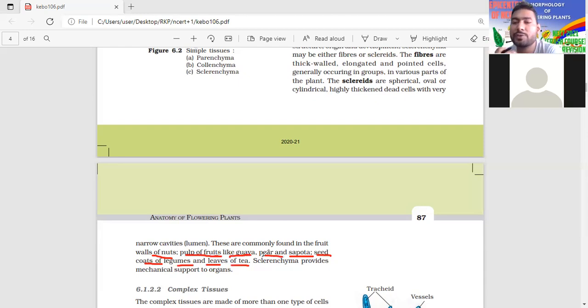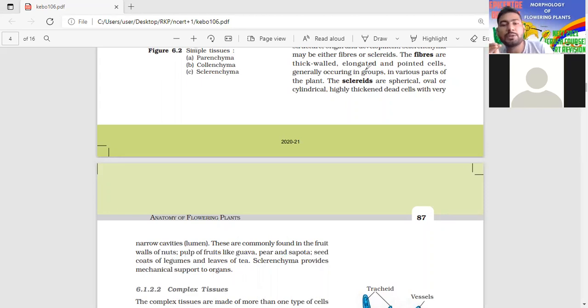Seed coat means the outer covering, the testa and tegmen, which you know very well. The seed coats of legumes like gram, pea and bean, and the leaves of tea, are made up of these sclereids, which is why the leaf is hard. The basic function of sclerenchyma is to provide mechanical support to organs. So this is the overall story about the simple permanent tissues.